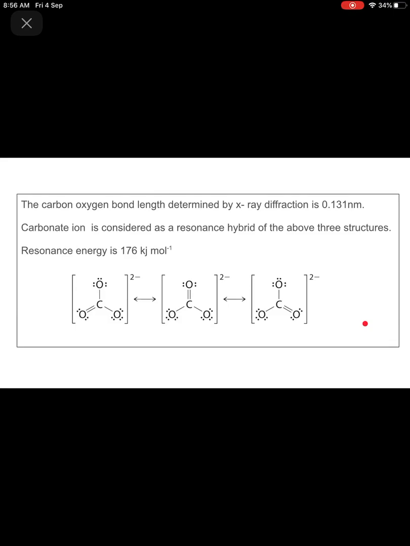The carbon-oxygen bond length determined by X-ray diffraction is 0.131 nanometer. The carbonate ion is considered as a resonance hybrid of the above three structures, and the resonance energy is 176 kJ mole inverse. X-ray studies show that all the carbon-oxygen bonds are of the same bond length, that is 0.131 nanometer, which is the intermediate value between the calculated double bond length and the single bond length between carbon and oxygen atoms. Hence the structure of the carbonate ion can be best represented as a resonance hybrid structure.